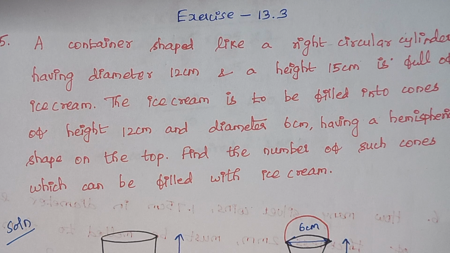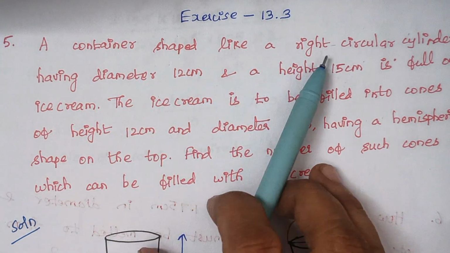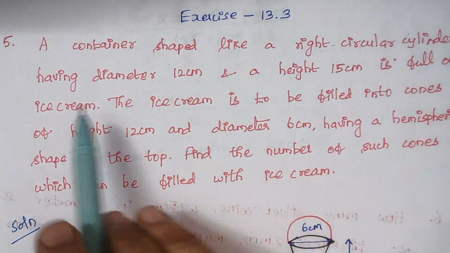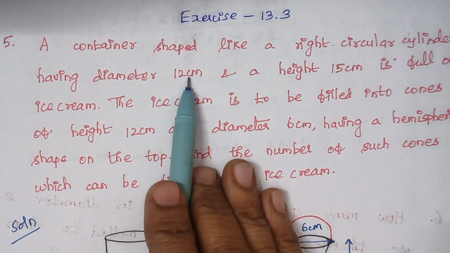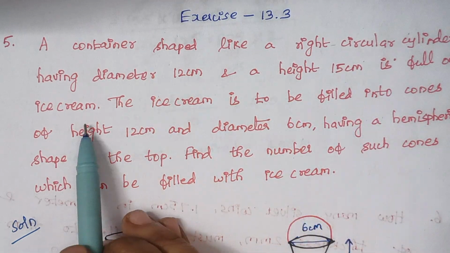Today we are going to solve problems 5 and 6 in exercise 13.3. Problem number 5. A container shaped like a right circular cylinder having diameter 12 cm and a height 15 cm is full of ice cream.